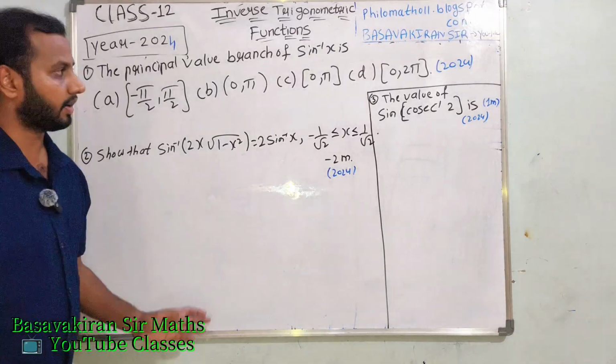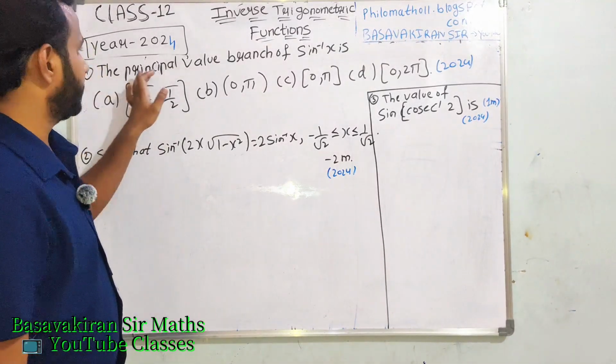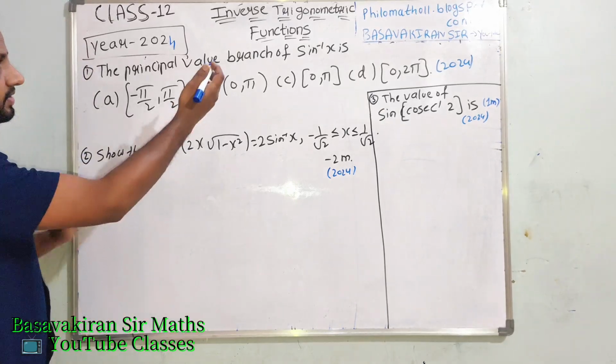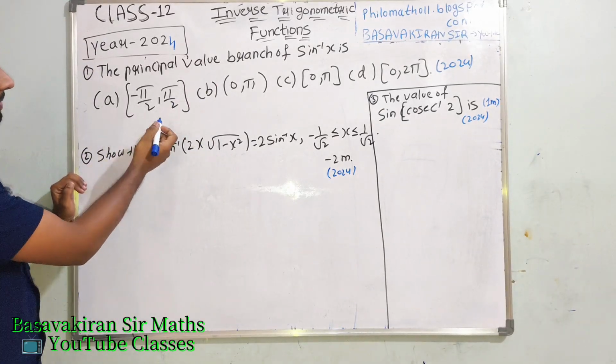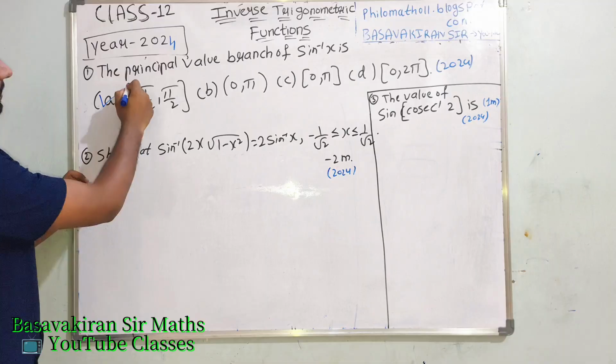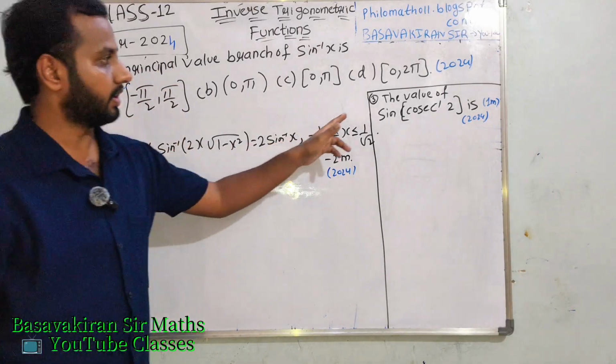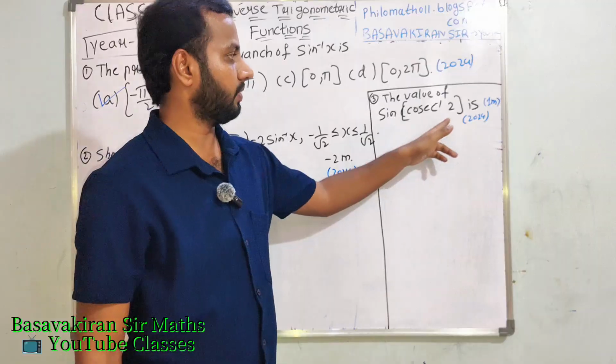Next, the 2024 questions are discussed. The principal value branch of sin inverse of x. What is a principal value branch? Range. The range of sin inverse of x is minus pi by 2 to pi by 2. That should be a closed interval, right? So option A.